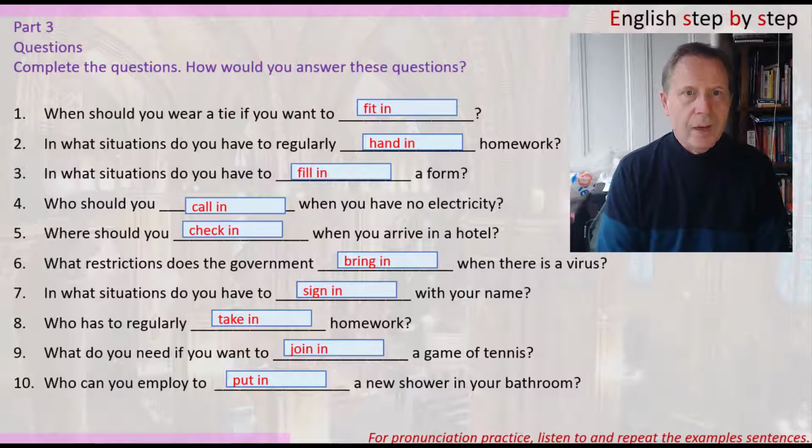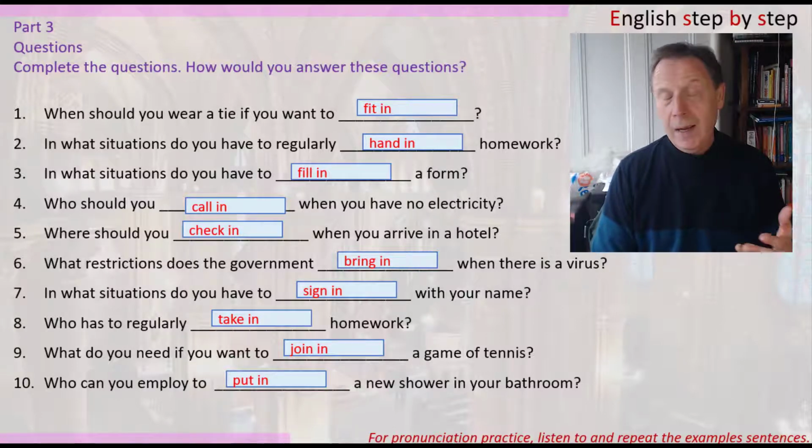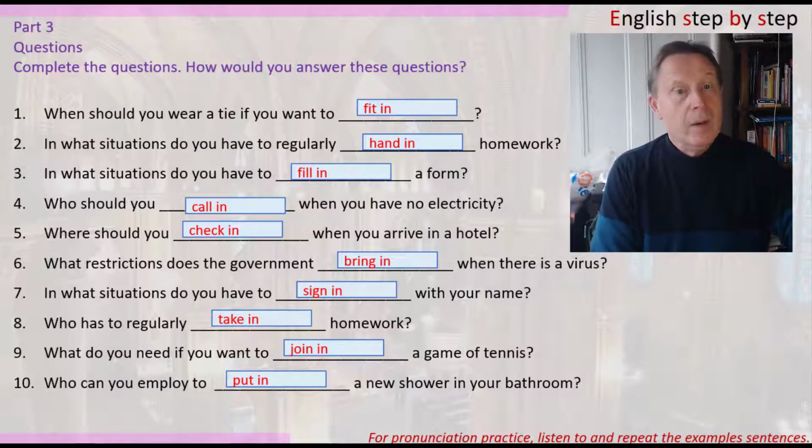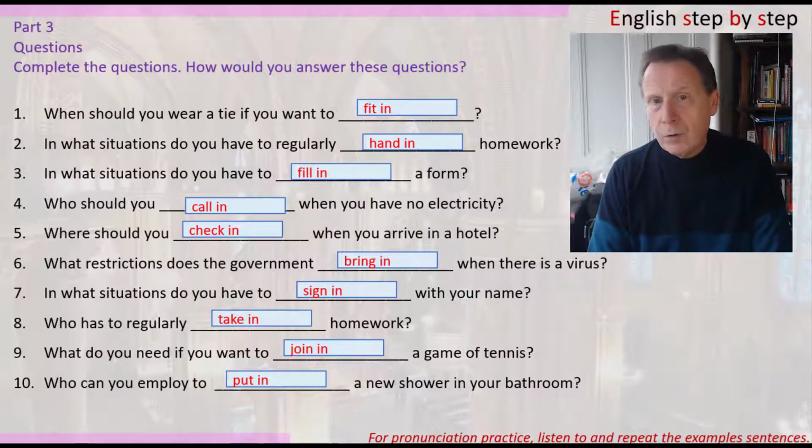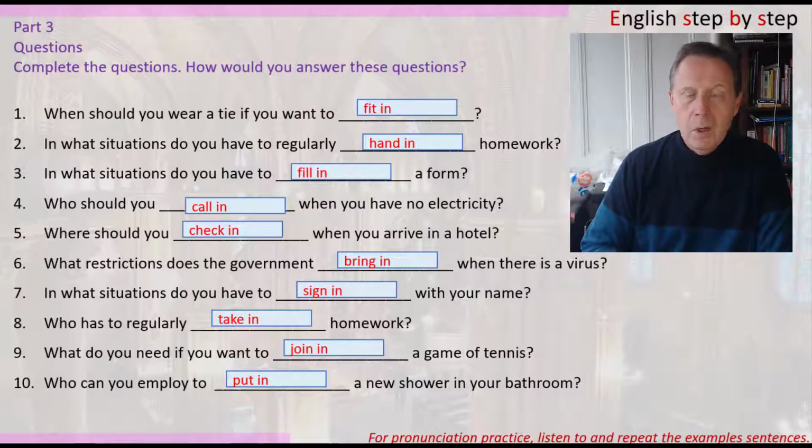Number 2, in what situations do you have to regularly hand in homework? Well, that would be at school, at college, or at university. You have to hand in homework. Number 3, in what situations do you have to fill in a form? Well, that would be, for example, a government office or a doctor's office or in a hospital where you have to write your name and address as part of filling in a form.